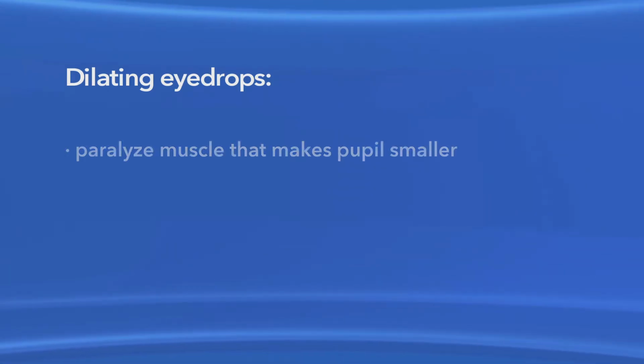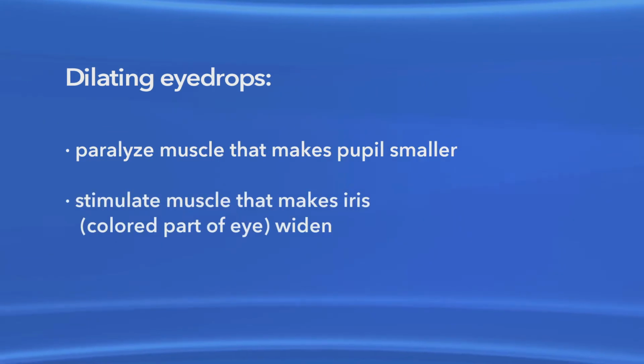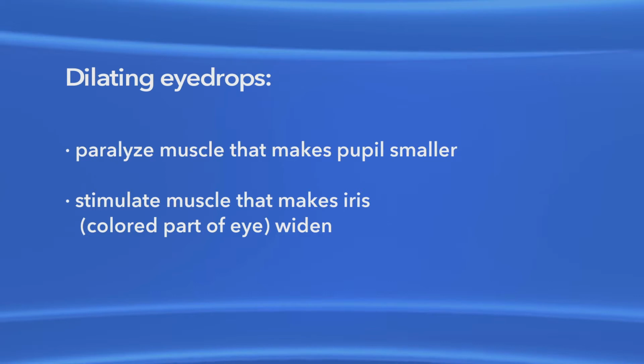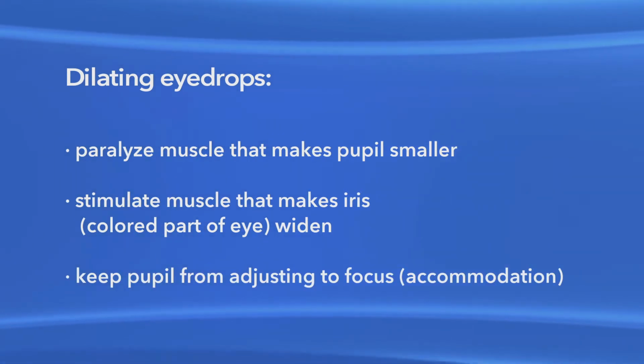To dilate your pupils, eye drops, called mydriatics, are put into your eyes. These drops work in one of three ways. They temporarily paralyze the muscle that makes the pupil smaller. They stimulate the muscle that makes the iris, the colored part of the eye, widen, or they keep the pupil from adjusting naturally to allow focusing, called accommodation.